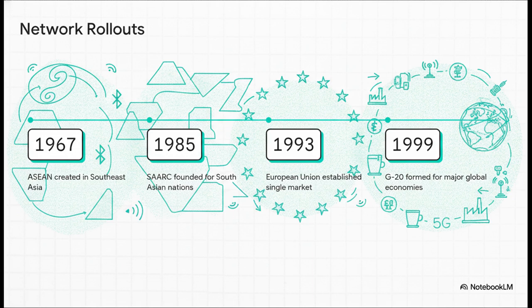In 1967, we saw the creation of ASEAN in Southeast Asia. In 1985, SAARC was founded for South Asian nations. 1993 marked the massive establishment of the European Union's single market, and in 1999, the G20 was formed, gathering the major developed and emerging economies into one hub.